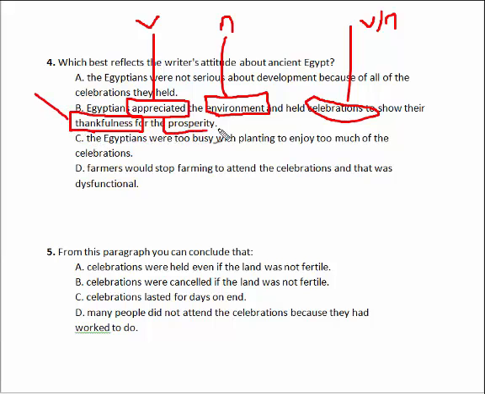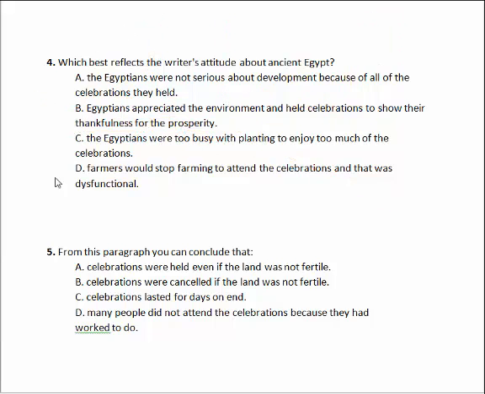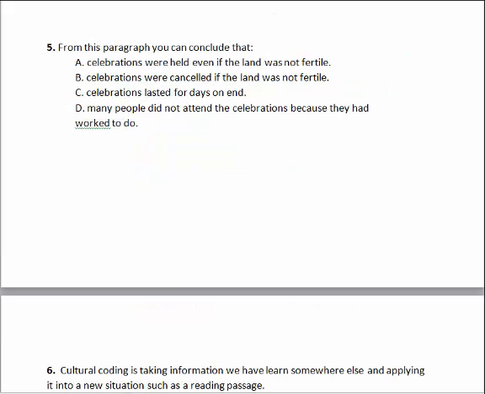And prosperity is just assumed in there because when you are honoring it, you're honoring because you're happy with it. So you see that this is the correct answer for many reasons. It's a classic example of the Scooby-Doo technique. Once again, problem number 4, the correct answer here is going to be answer choice B. Let's go ahead and take a look at problem number 5 below. Problem number 5. From this paragraph, you can conclude that.